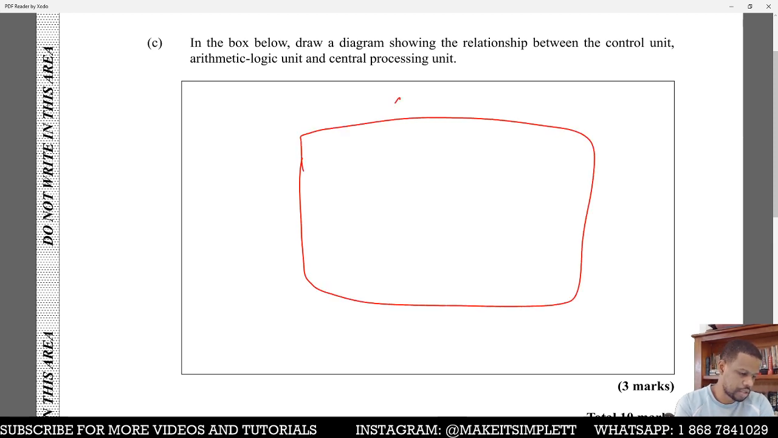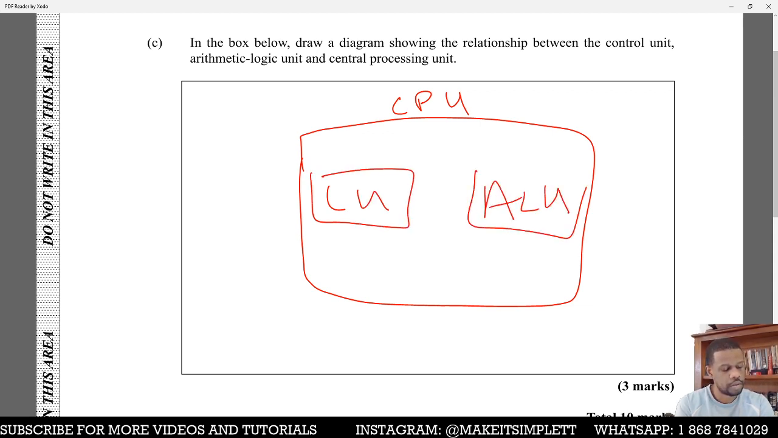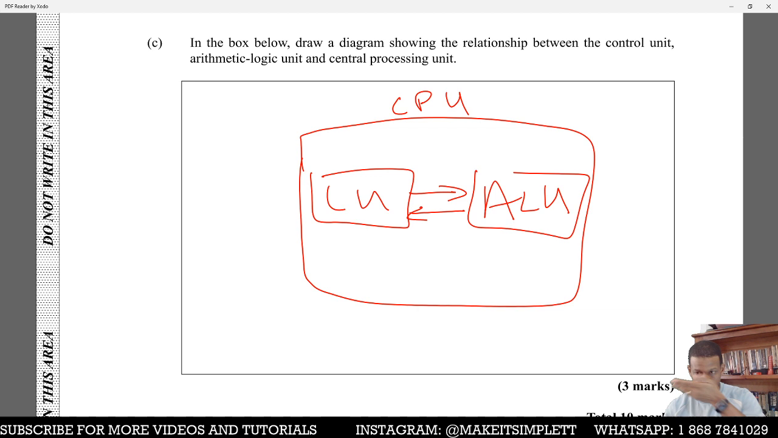This is the CPU. This is the CU. This is the ALU. The CU and the ALU will talk to each other. Nothing too special there. All right, any questions? Are they good?